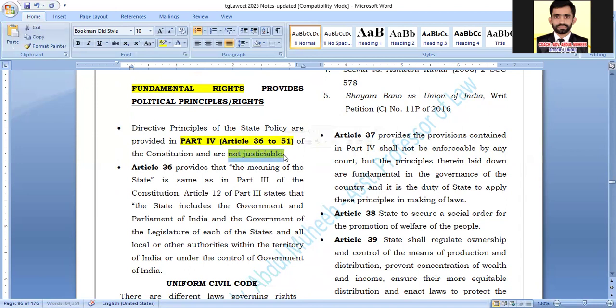Which parts of the Constitution are justiciable? Fundamental rights. Only fundamental rights. And the other non-justiciable parts? DPSP, the Preamble, and fundamental duties are non-justiciable.